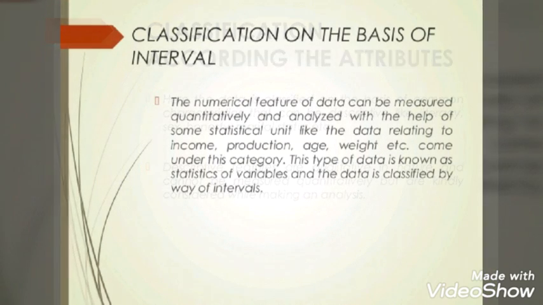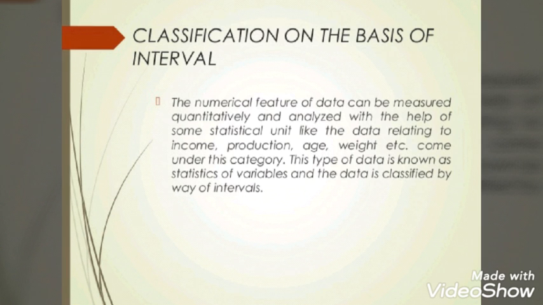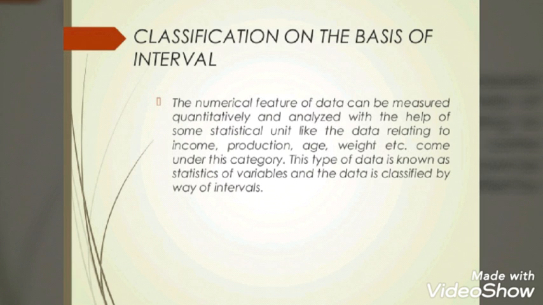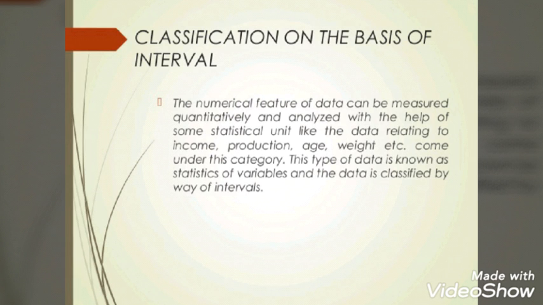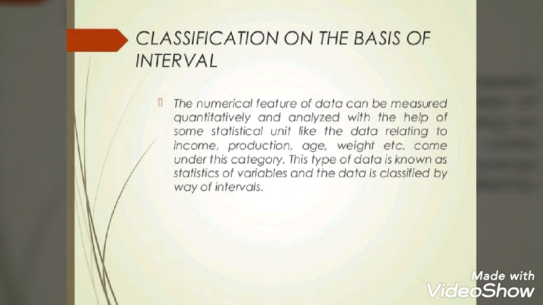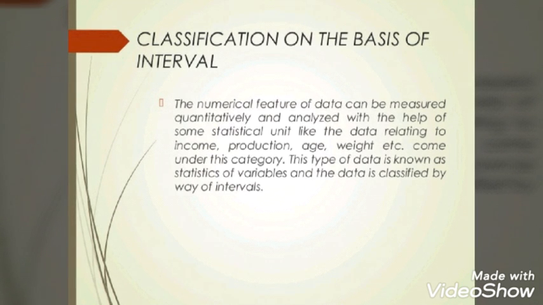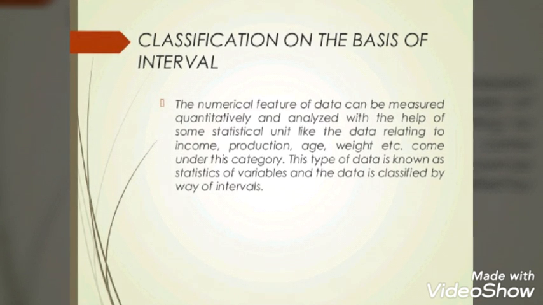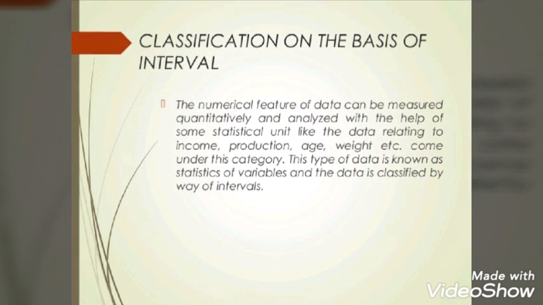Then we will go for the next, that is classification on the basis of interval. Since your attribute was qualitative, your interval is quantitative. You are going to see the quantity, numbering. The numerical feature of the data can be measured quantitatively and analyzed with the help of the same statistical unit, like the data relating to income, production, age, weight, etc. come under this category. This type of data is known as statistics of variables, and the data is classified by way of intervals. So I have already told you it is a numerical value.